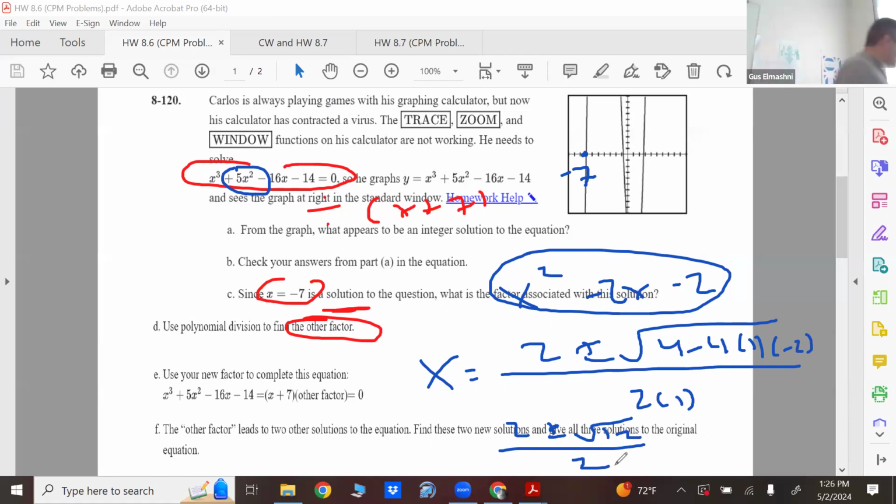Now I'm going to use a calculator. I'm just going to do it with my handheld here. 2 plus root 12 divided by 2. That's 2.73. Or 2 minus root 12 divided by 2, negative 0.73. Guess what? Now we made the algebraic connection and graphical connection. This is huge.